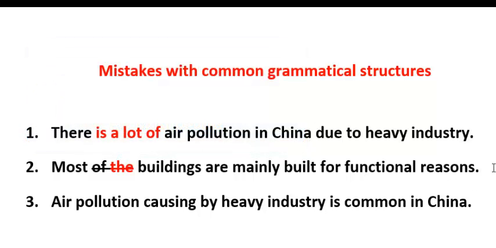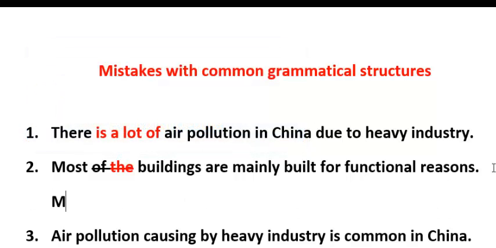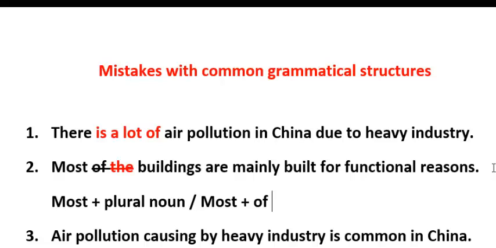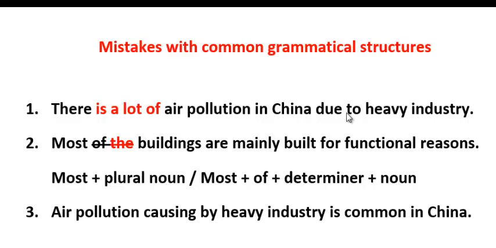So you have two options. You can either do most plus a plural noun, or you can have most plus of plus a determiner. In this case, a determiner is usually the, or it could be my, plus noun. Those are the forms that go with most. Let's take a look at the last sentence and see how it's constructed.